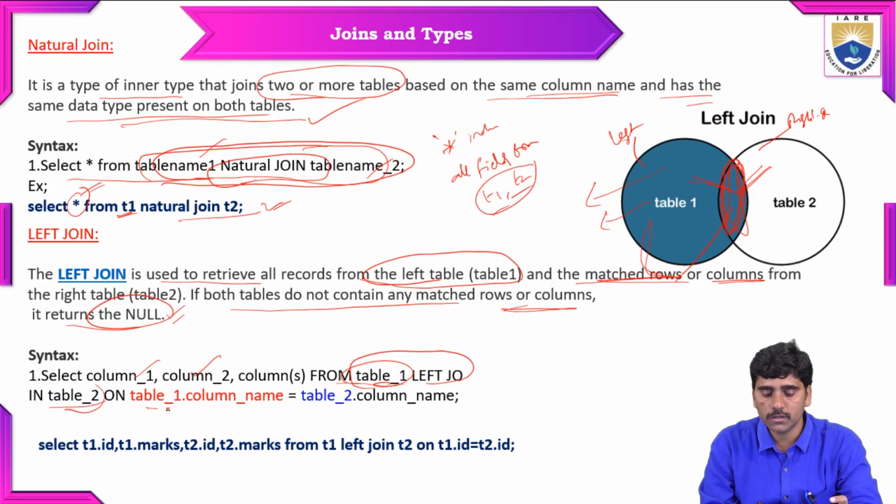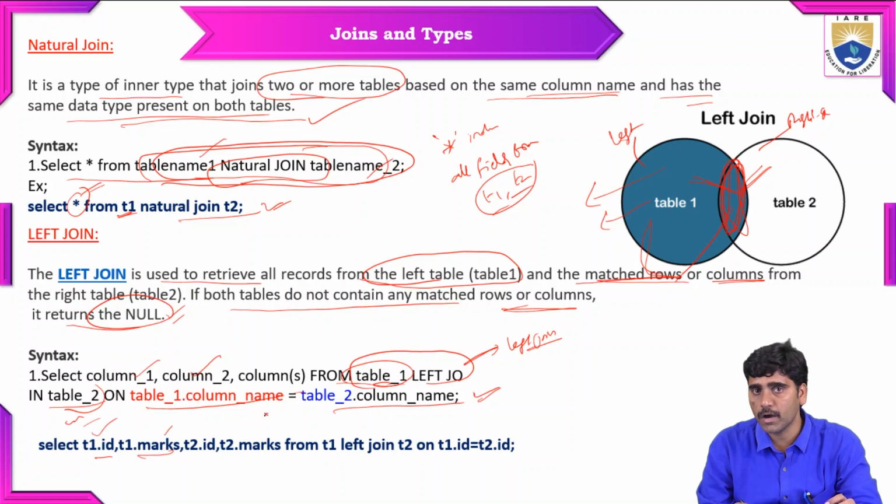On the condition: table 1 dot column name equals table 2 dot column name. Here we need to mention the join type, left join type. For example, select table 1 dot id, table 1 dot marks, table 2 dot id as well as table 2 dot marks.